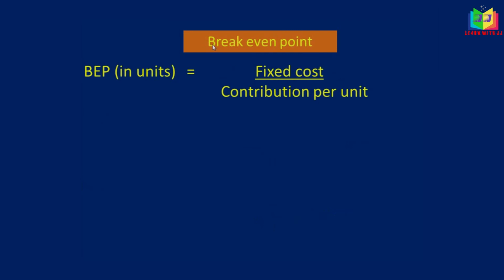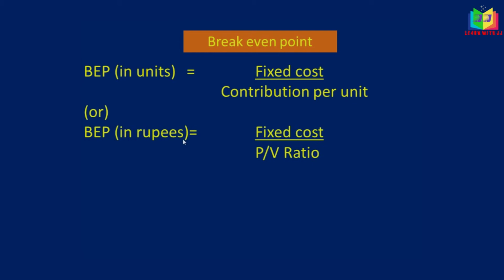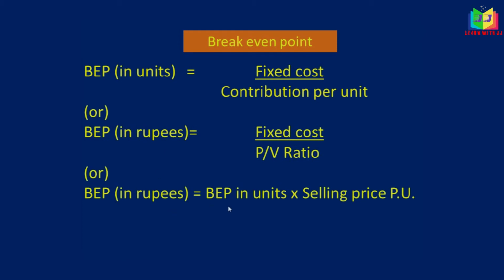Now we'll see break even point, and the formula to calculate this in units is fixed cost divided by contribution per unit. If it is in rupees, it is fixed cost divided by PV ratio. And one more formula to calculate in rupees is break even point in units, that should be multiplied by selling price per unit.